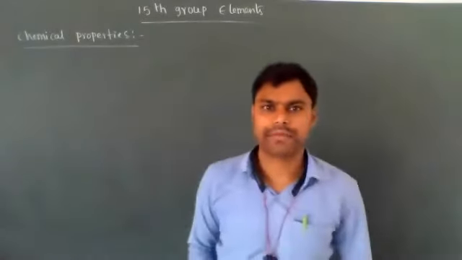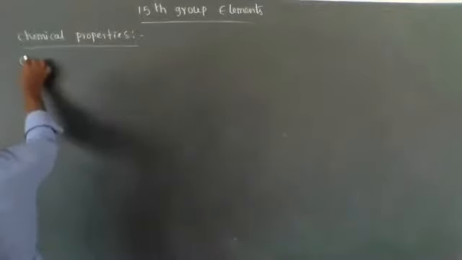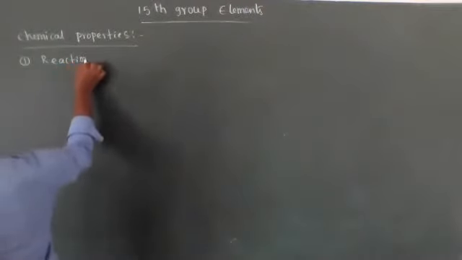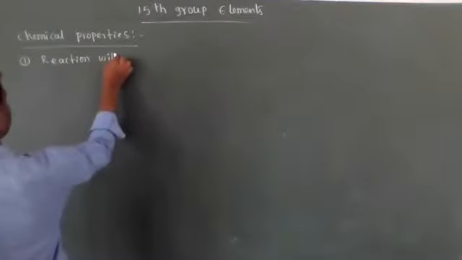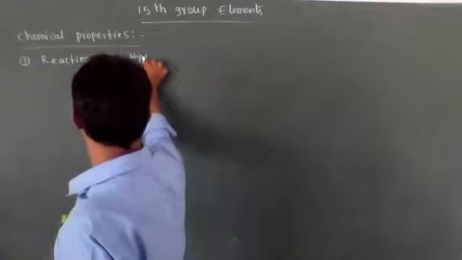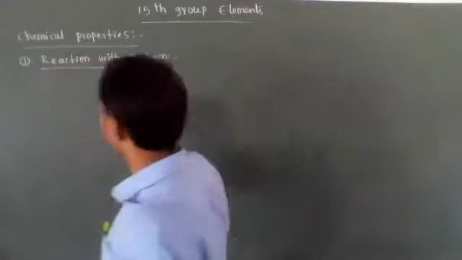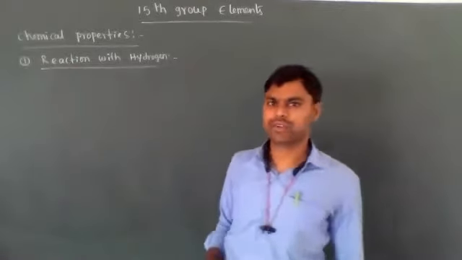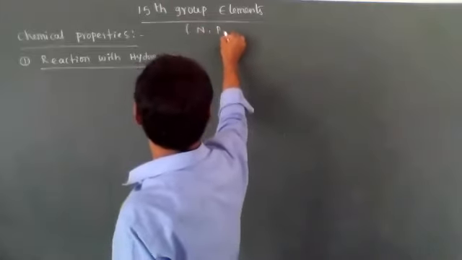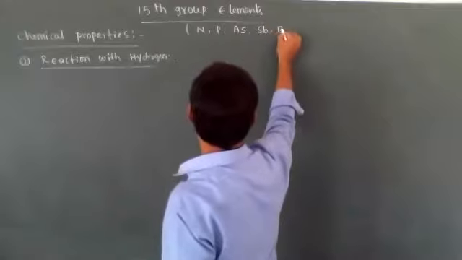Okay, what are the important chemical properties of 15th group elements? The first important one is the reaction with hydrogen. So, 15th group elements. What are the 15th group elements? Nitrogen, phosphorus, arsenic, antimony, bismuth.